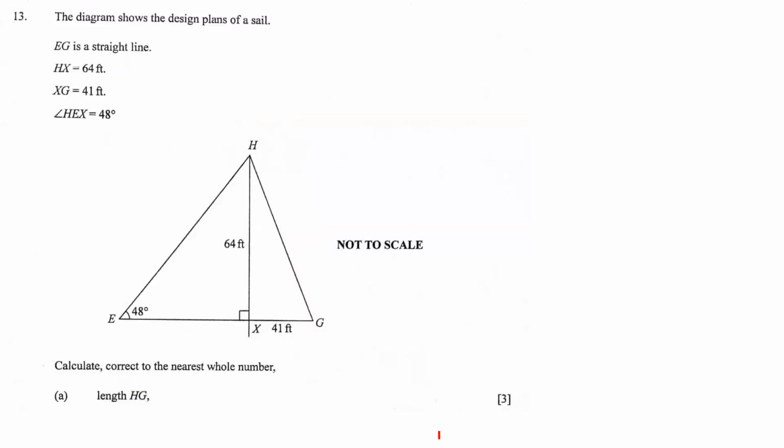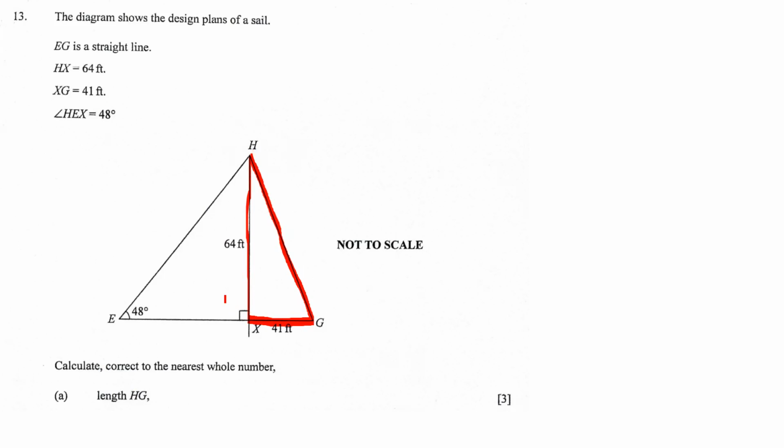Here we have number 13. This is a trigonometry question. It says the diagram shows the design plans of a sail. Calculate, correct to the nearest whole number, the length HG. Where's HG? HG is this particular length right here. If we look at this triangle, HG is actually the hypotenuse of this right angle triangle.